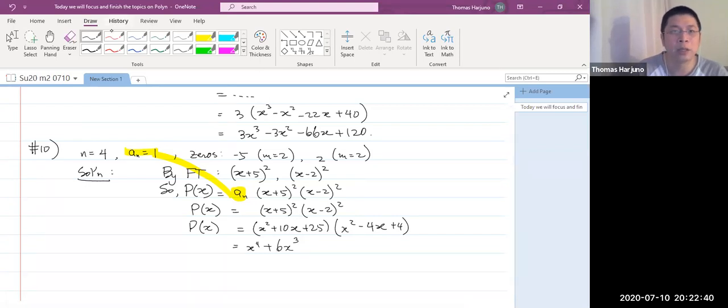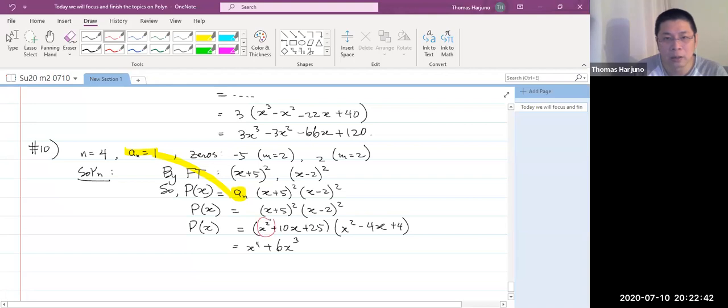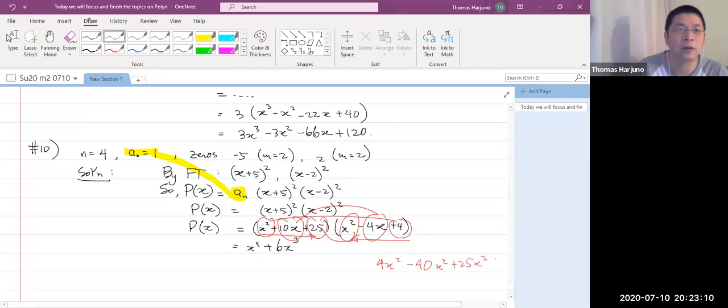Now, how about x squared? x squared will be from these pairs. This gives me x squared. This also gives me x squared. This also gives me x squared. So the one on the left-hand side goes to the right, and the one on the left-hand side goes to the left. The first pair gives me 4x squared. The second pair minus 40x squared. And the last pair gives me plus 25x squared. That's negative 11x squared.